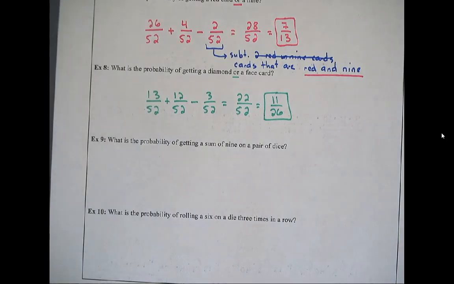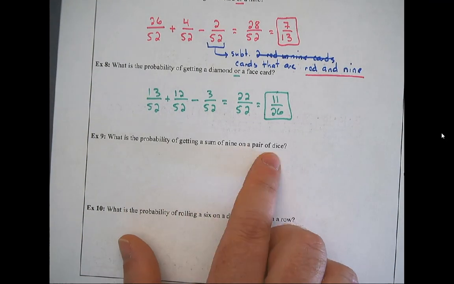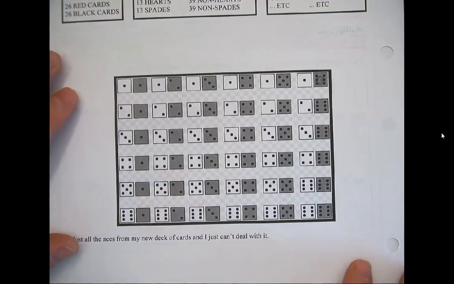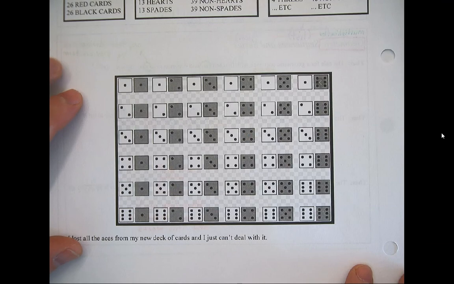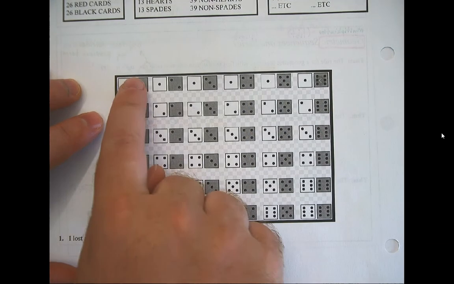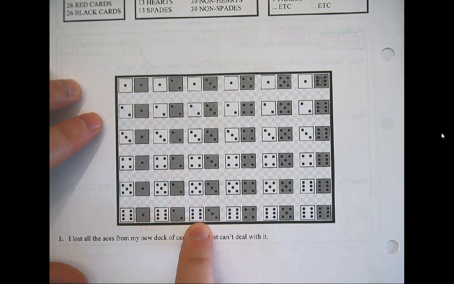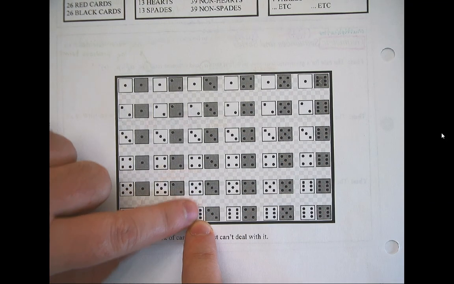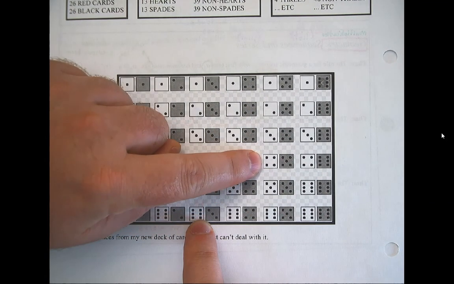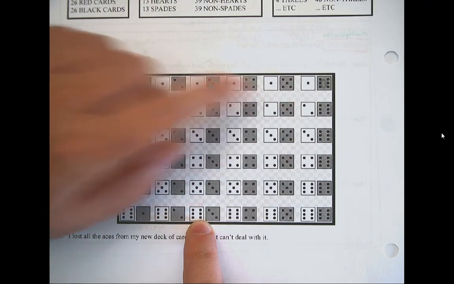So what is the probability of getting a sum of 9 on a pair of dice? So let's look which one of these, when you add the dice together, would give you a sum of 9. So 6 and 1, no. 6 and 2, no. 6 and 3, yes. So 6 and 3, 5 and 4, 4 and 5, 3 and 6. Those are the only ways.